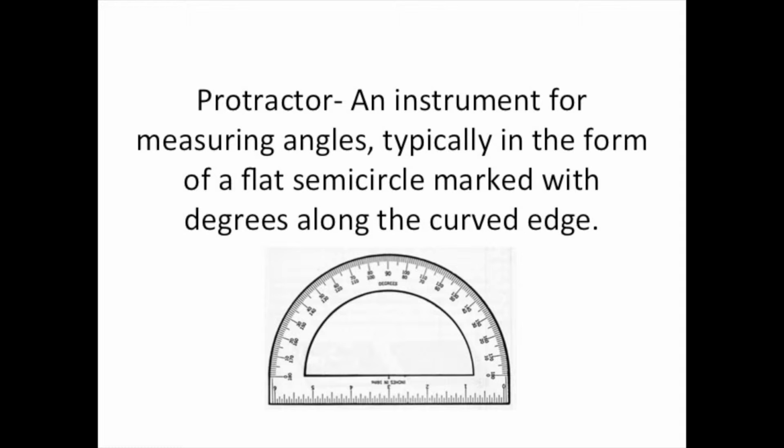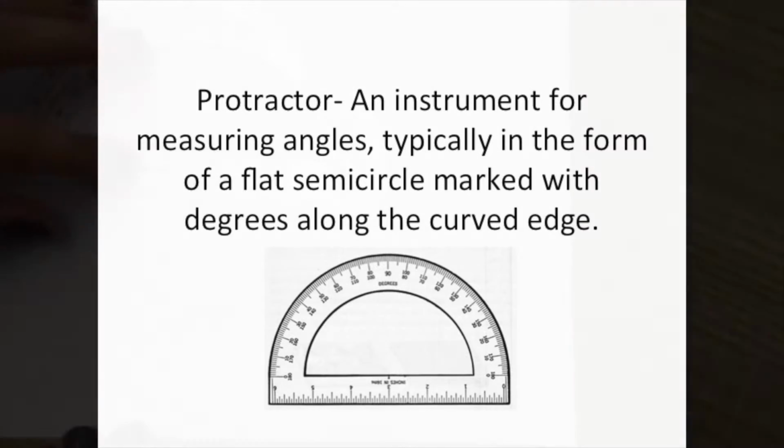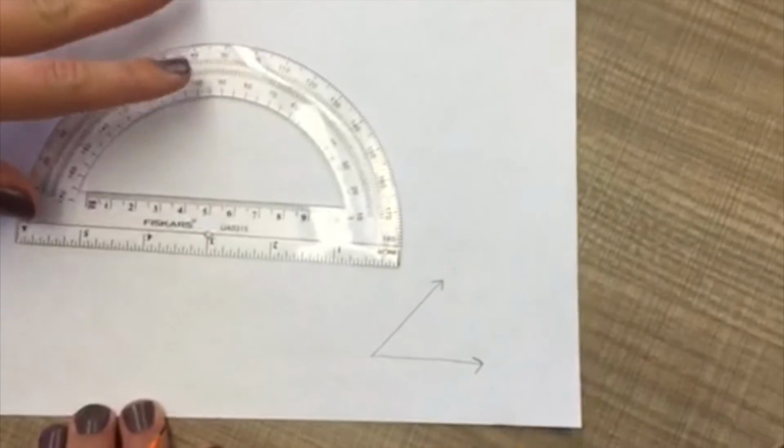So to figure out the measurement of an angle, we use a tool called a protractor. This is what it looks like. A protractor is an instrument for measuring angles, typically in the form of a flat semicircle marked with degrees along the curved edge. So first we're going to measure one that we already have.